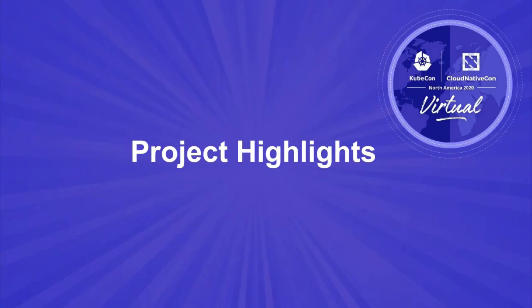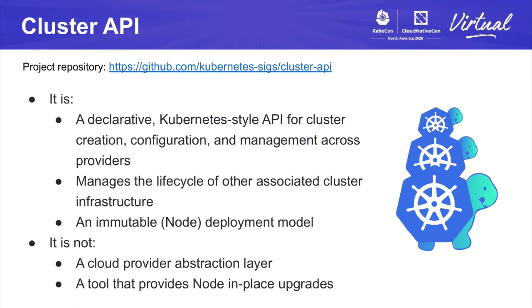In this section, we would like to highlight some projects that we are currently working on. I'm going to highlight another one of our projects, the Cluster API. Cluster API is building a declarative Kubernetes-style API for creation and management of clusters. It also manages some of the infrastructure that is cluster-scoped, things like networks or IAM policy from your cloud provider. It's focused around a declarative specification of the machines that become the nodes of the cluster.